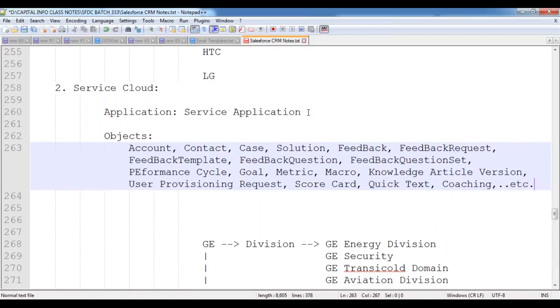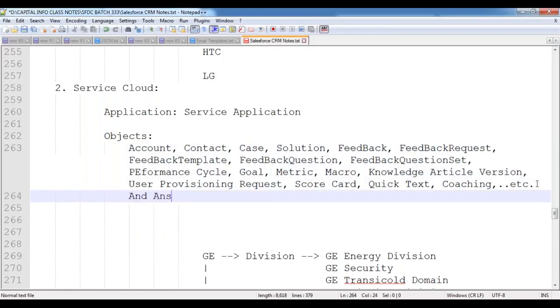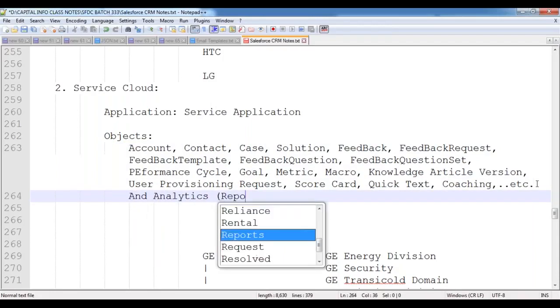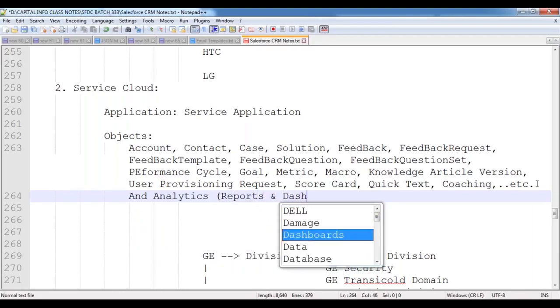Like that, various objects we are using here. As part of this service application, we are using objects like account, contact, case, solution, feedback, feedback request, feedback template, feedback question, feedback question set, performance cycle, goal, metric, macro, knowledge article version, user provisioning request, scorecard, quick text, coaching. Along with that, we are using the analytics feature also. As part of analytics, we have the reports and dashboards also.